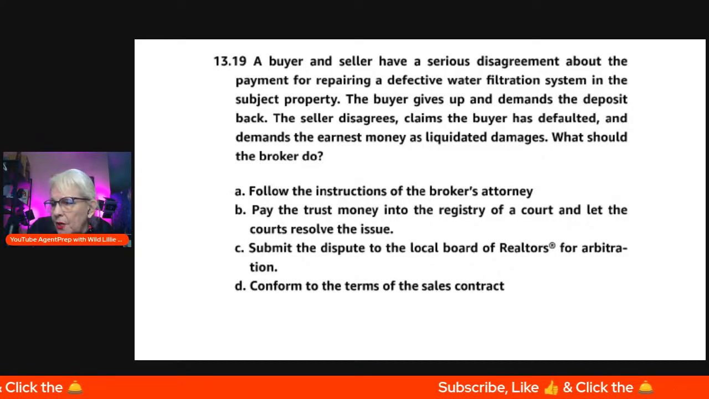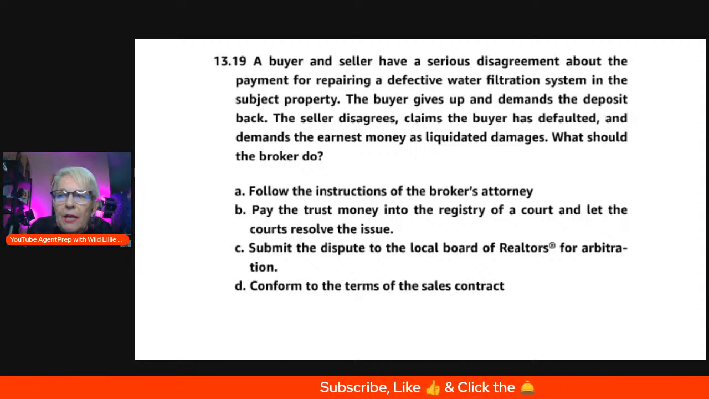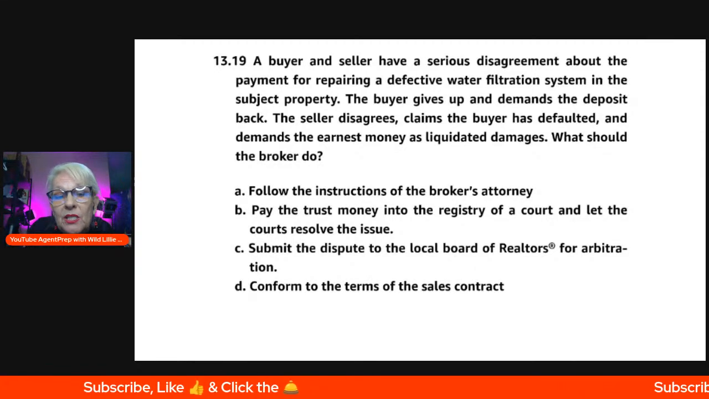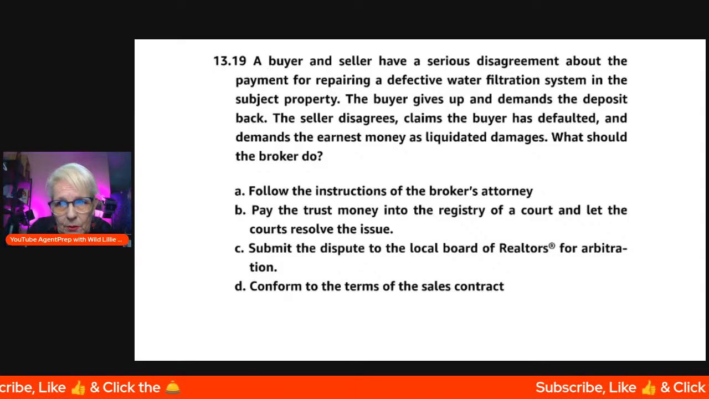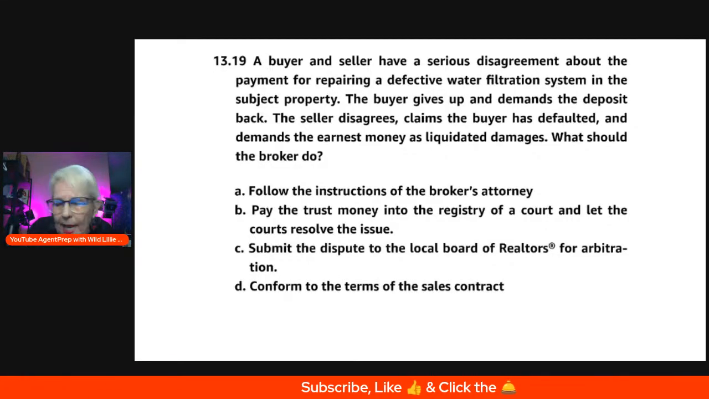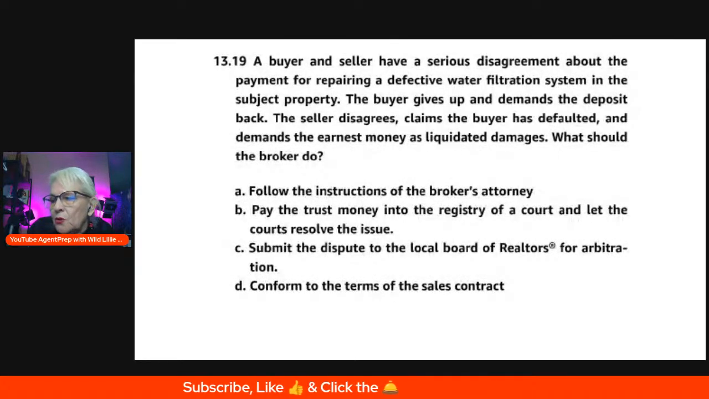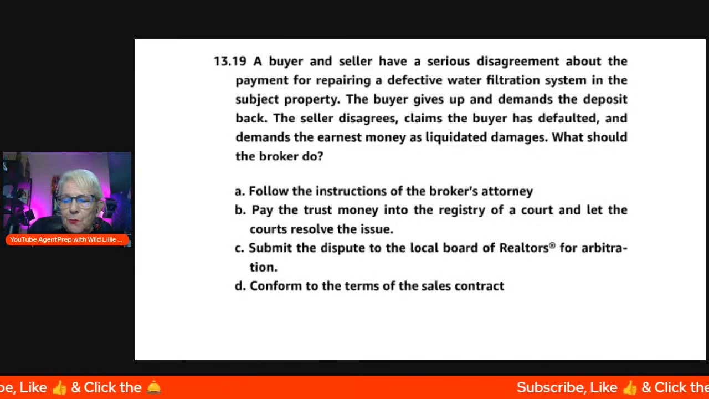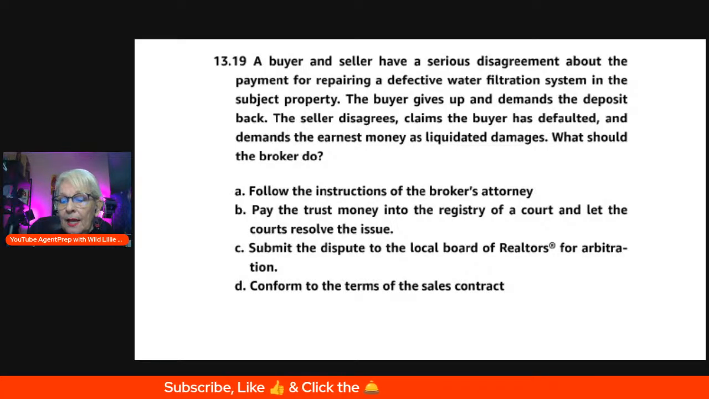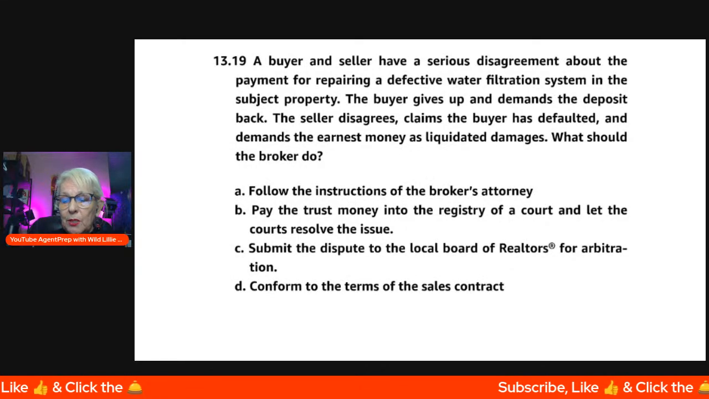So the answer here is B. Pay the trust money into the registry of a court and let the court resolve the issue. We can only do so much. We cannot force anything. The title can't force anything there either. So the courts are the proper source for trust funds disbursement resolution when the parties cannot resolve the matter and there has been a demand letter, right? And the broker's attorney should not be brought into conflict with the principals and their counsel.